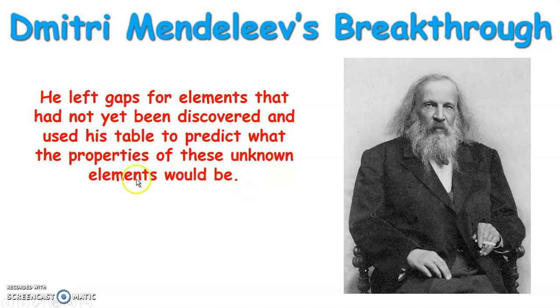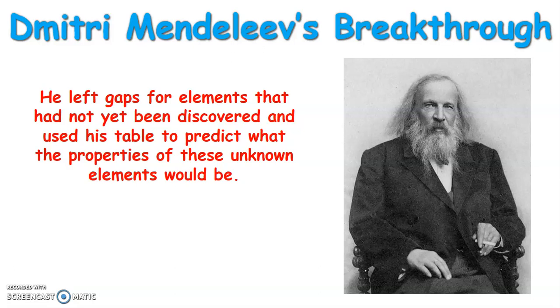The other key point was that using his table, he could predict properties of these elements that hadn't been discovered yet. One of those was an element we now call gallium, which is a metal, has a very low melting point for a metal, and various other properties. He predicted, before that had ever been discovered, there would be an element that fitted into one of the gaps in his table with exactly those properties. And then when gallium was discovered, it literally had pretty much exactly the properties he had predicted.